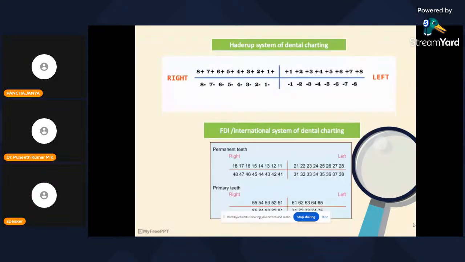And then in the Adarup system of dental charting, they have been specified with symbols. They have used a plus sign for the upper jaw and a minus sign for the lower jaw, followed by the same numbering pattern as in Palmer's notation. Then FDI, that is the International System of Dental Charting, is also called double digit charting, where in permanent teeth they have used the 11 to 18 series and 21 to 28.